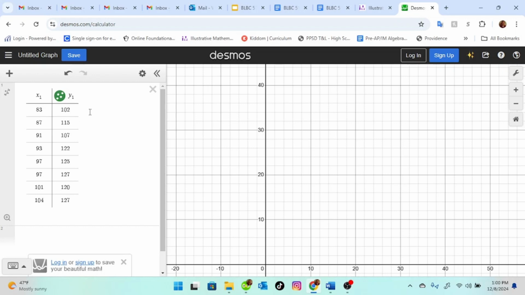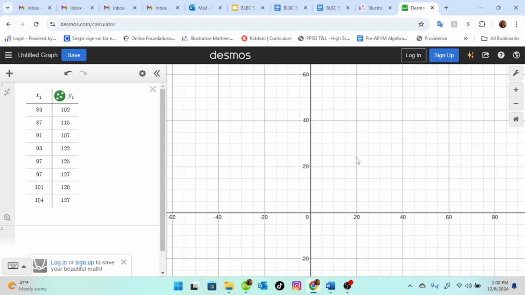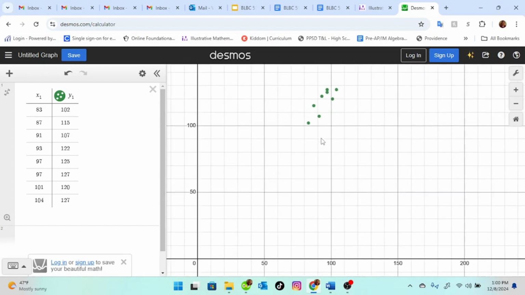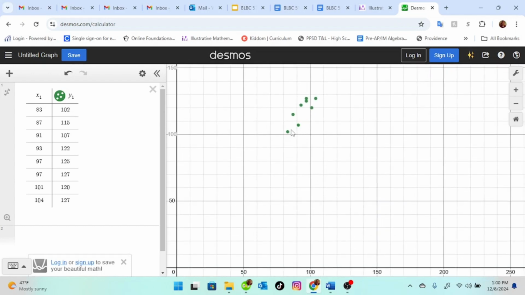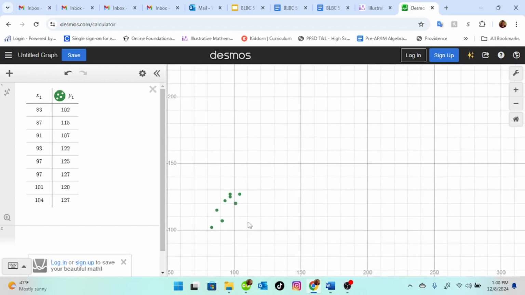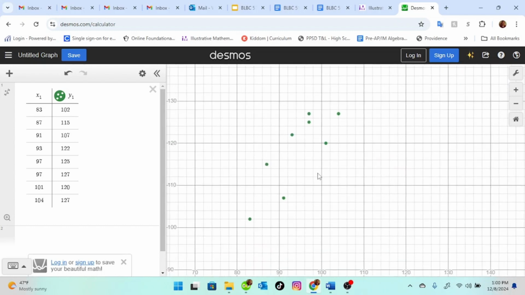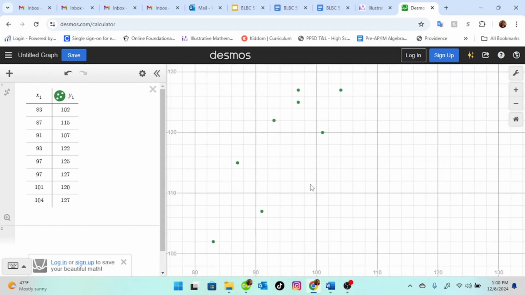Now, once you have these values in here, you can see the scatter plot that it created. Here it made all of the dots green. Now, if we wanted to zoom in on this and get a better look at it, it would look something like this.